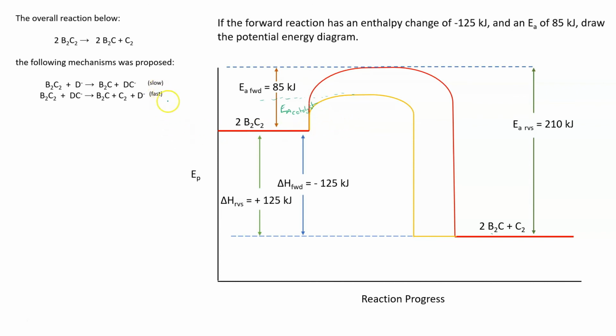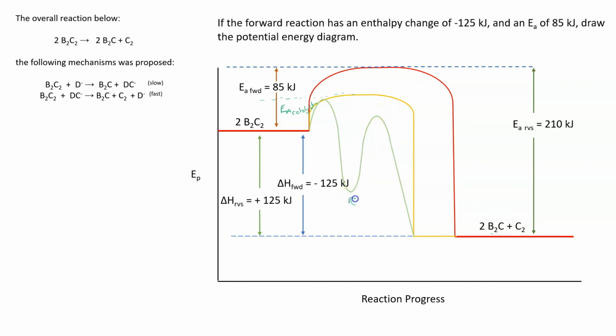This is a two-step mechanism. So when I draw my curve, I'm going to have two bumps, one bump for each elementary step. And because my slowest step is my first step, it should have the highest peak, and so we can show that. So here I'm showing my two-step mechanism. It's two elementary steps, so I have two bumps. My first step is my slowest step, so it's going to have the highest peak. My second step is a faster step, so it's not going to go as high.